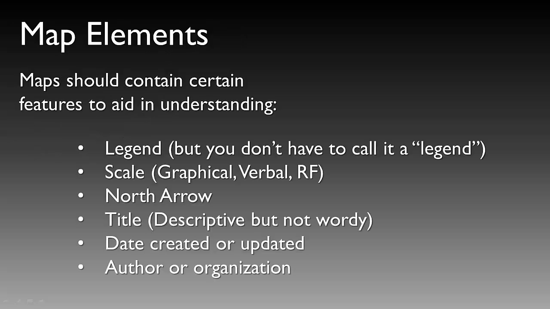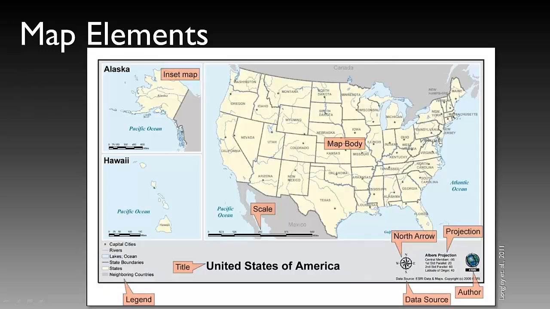When you're using a GIS to develop a map, there's certain objects or elements that your map should contain to aid in the understanding of your map. Some of these elements include a legend, a scale, north arrow, a title that's descriptive but not wordy, the date your map was created or updated, and the author or organization in the event that the user would like to contact you.